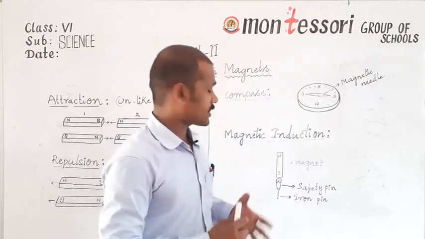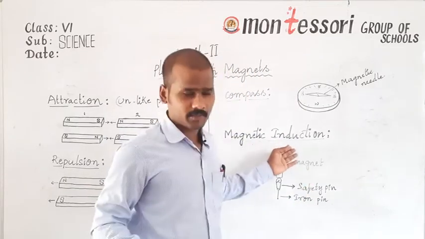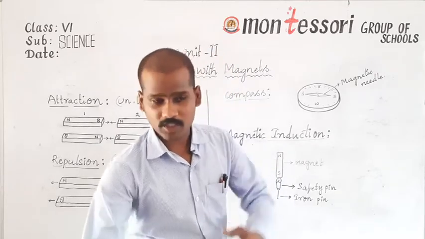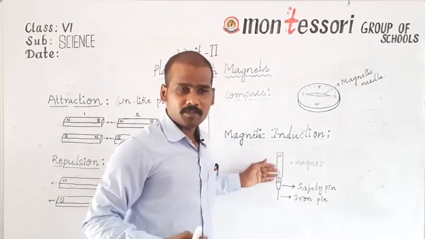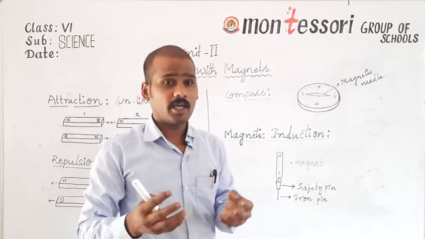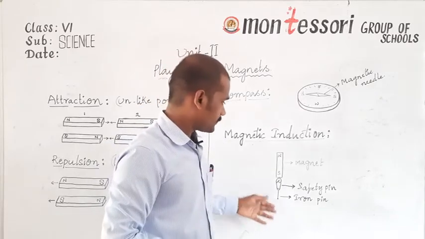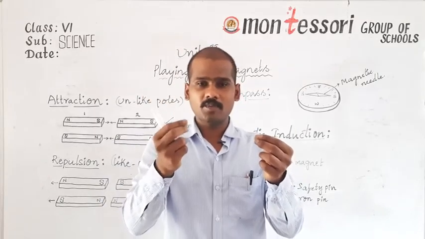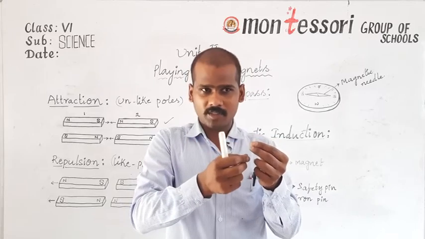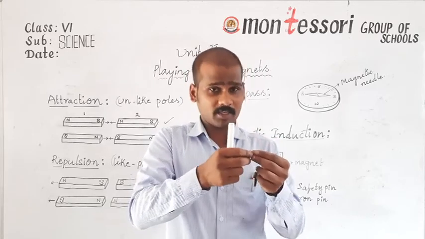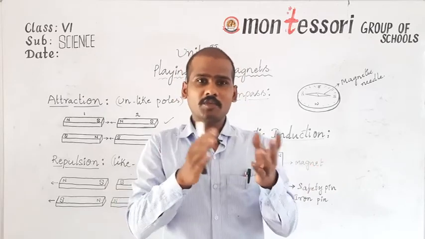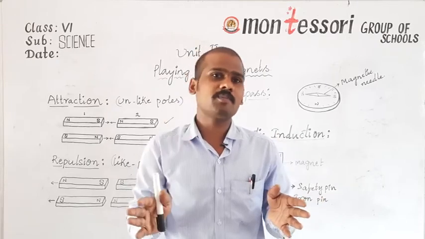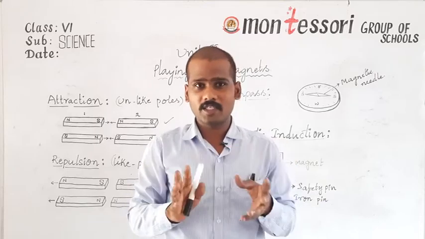Next we will discuss another property which is called magnetic induction. To know about this magnetic induction, we can perform a small activity, and this activity requires three objects. One is a magnet, another is a safety pin, and an iron nail. Here you can see, if you take a safety pin and an iron pin, and bring this iron pin and touch it onto the safety pin, will the iron pin get attracted to the safety pin? No. Why? Because neither of these objects is a magnet. The safety pin is not a magnet, and the iron pin is not a magnet either.